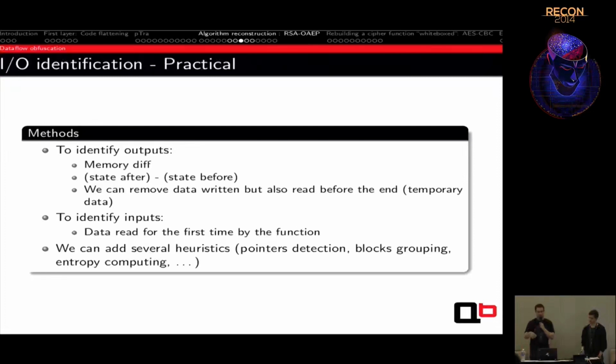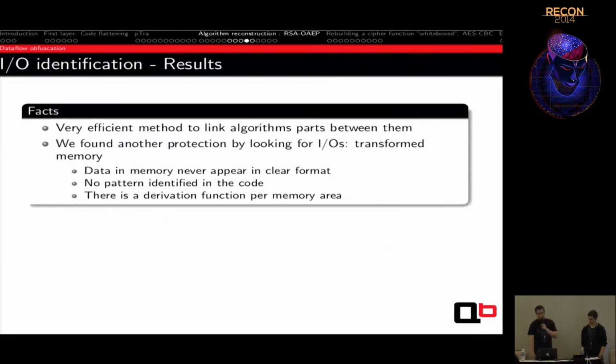Then we can add several heuristics like pointer detection to avoid analyzing useless data, block grouping to reconstruct pseudo variables, and entropy computing to get some information about crypto data and so on. The result of this method is, we think, a very efficient way to find algorithms and to link algorithms between them.